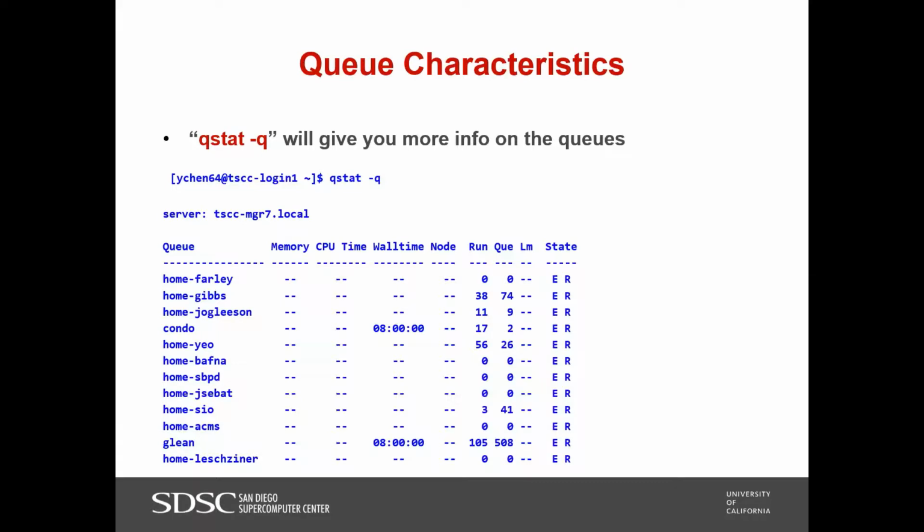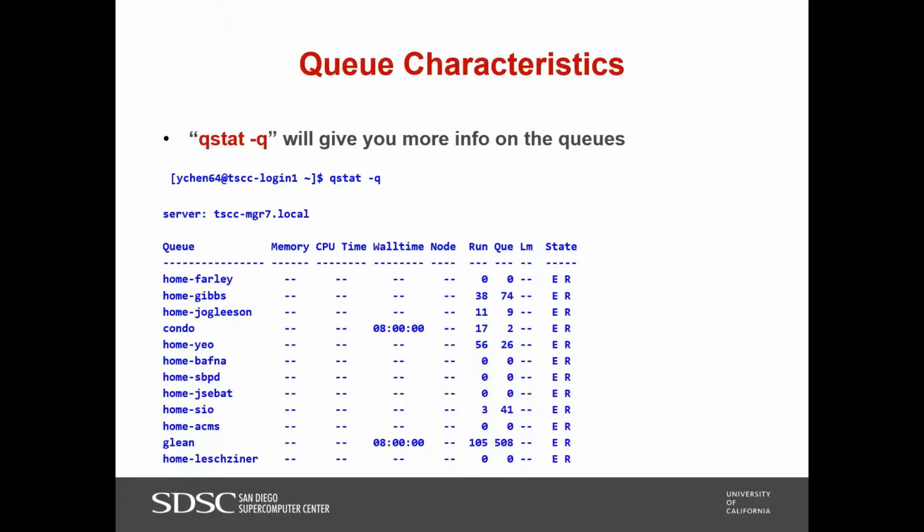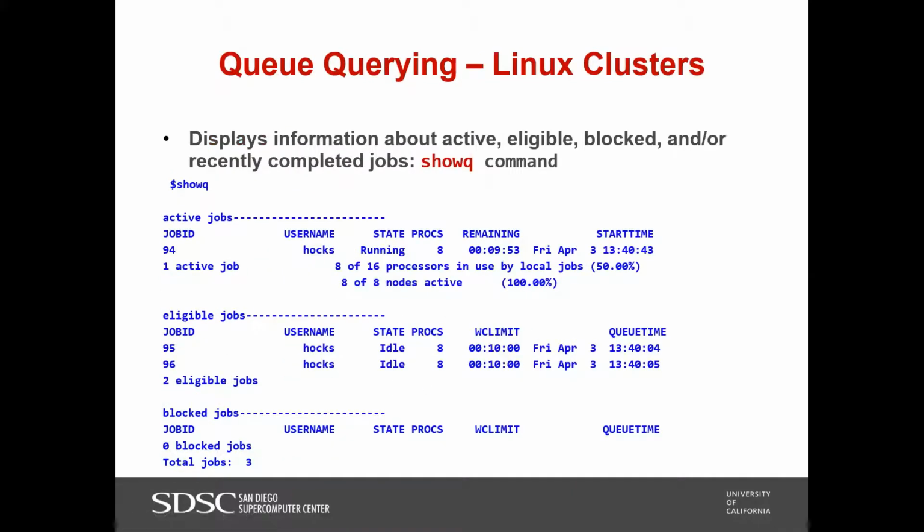So how to get those numbers I listed here? You can go back to our training slides later, but you can use some commands to find out more about the queues. The first command you can use is called queue-stat -q. That command will give you more information on the queues, as I listed here. And you can also use the show queue command.